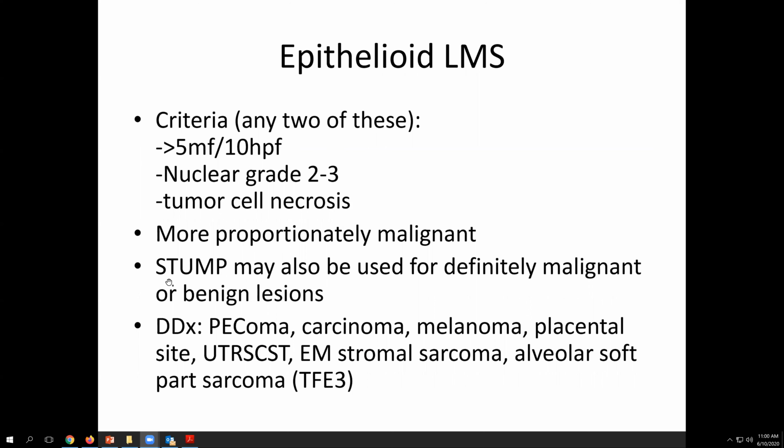You can also use the term STUMP for any of those lesions that are not definitely malignant or not definitely benign in this situation. And we've indicated what some of the overlapping lesions can be: PEComa, stromal sarcoma, also uterine tumor resembling sex cord stromal tumor, and placental site tumors.